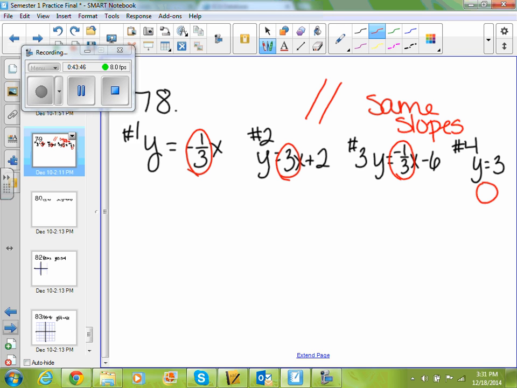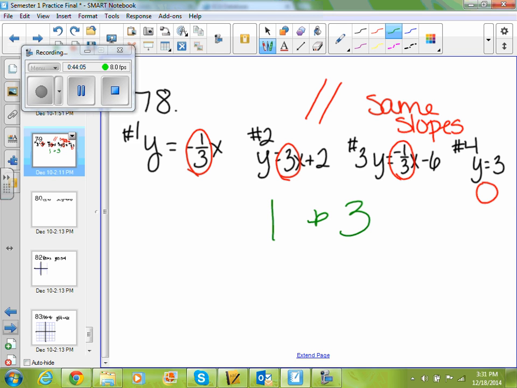Okay, so if we're looking for slopes that are the same, what two lines have slopes that are the same, Ethan? 1 and 3. Okay, so any questions on 78?